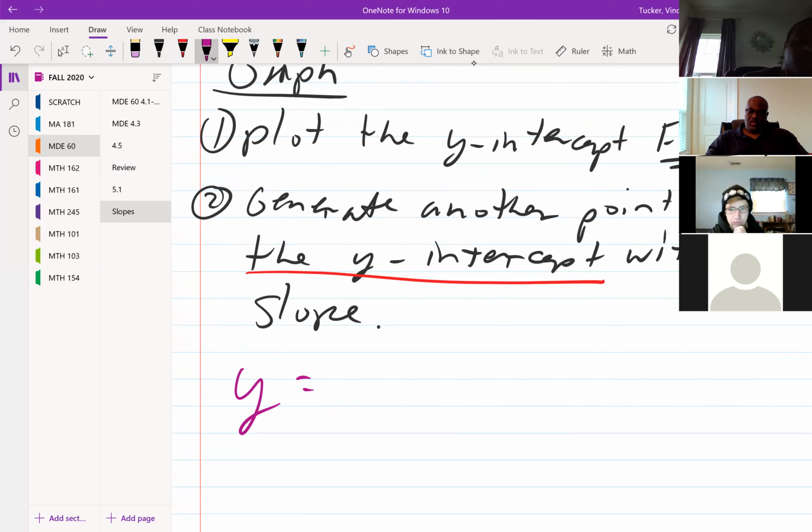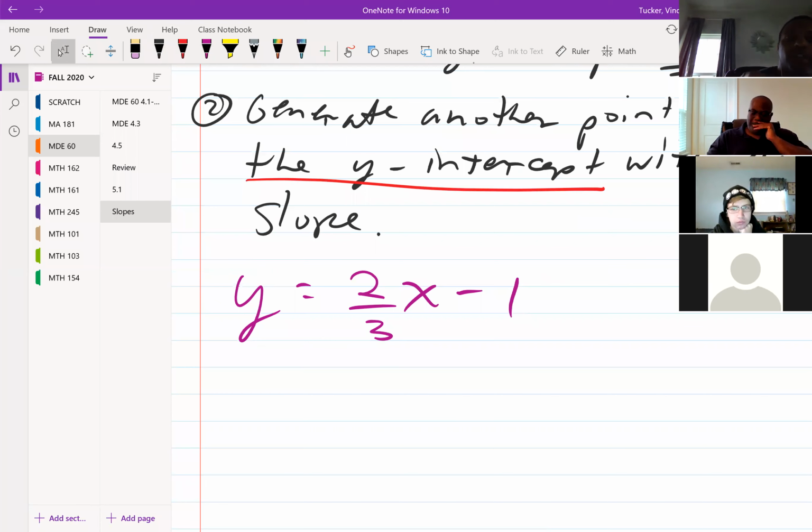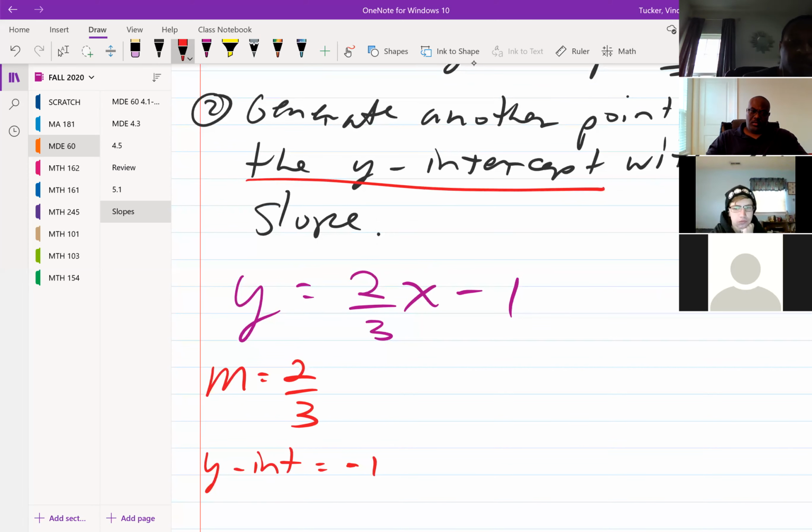If we have y equal to, let's go back to 2/3 x, let's go -1. Y equal to 2/3 x minus 1. Our slope is 2/3. Our y-intercept is -1. So now, 2/3, +2 over +3 means I go up 2, right 3.